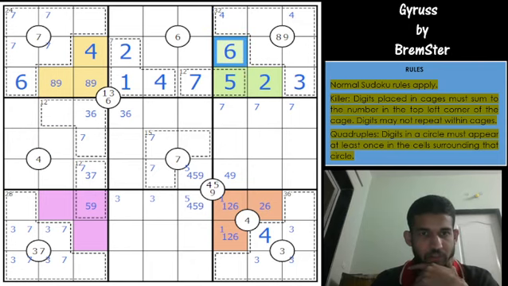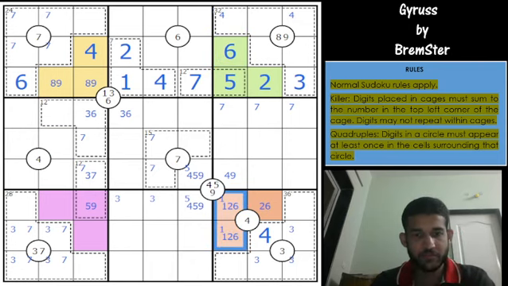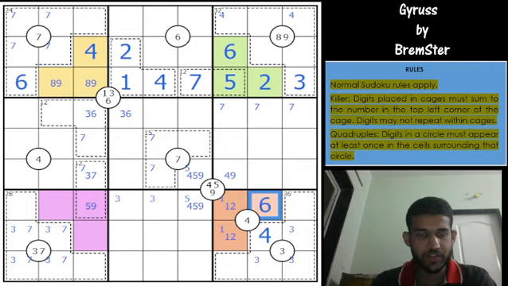Where do we need to go here? So there is a 6 that removes the 6 from here, giving us a 6 here.